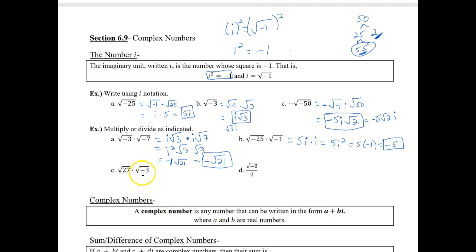Why don't you go ahead and try examples C and D. So again, rewrite it into i notation first and then simplify what's left.